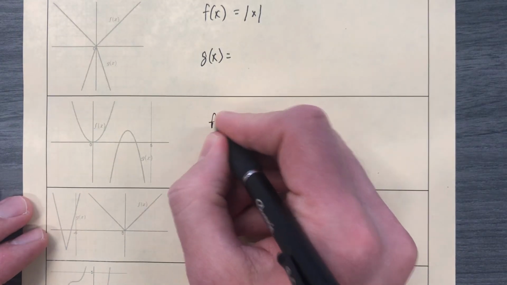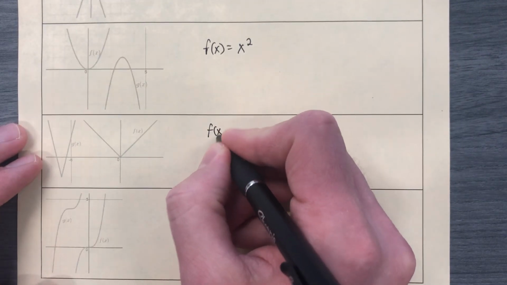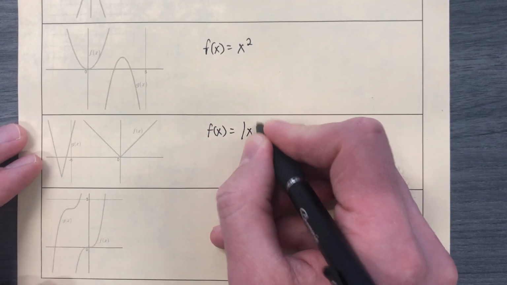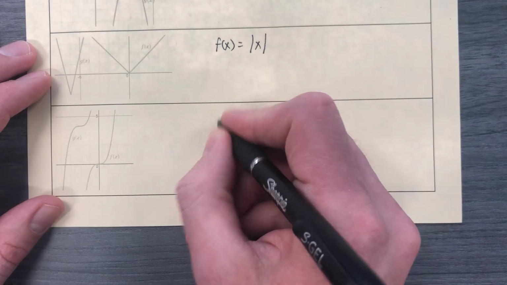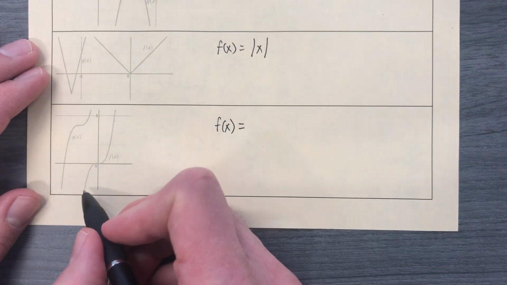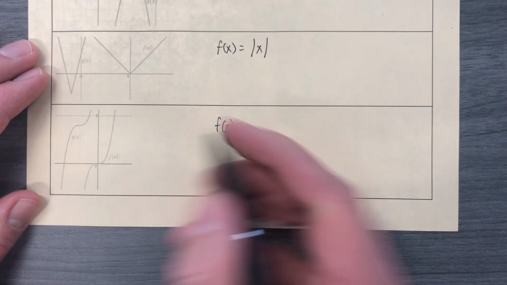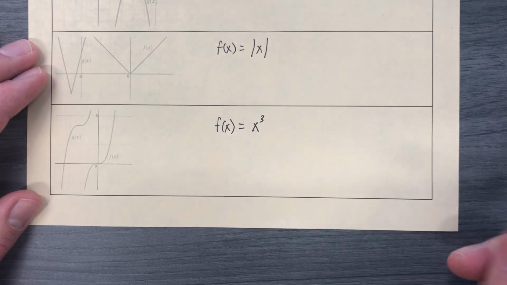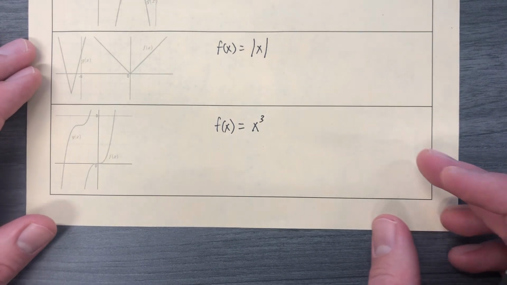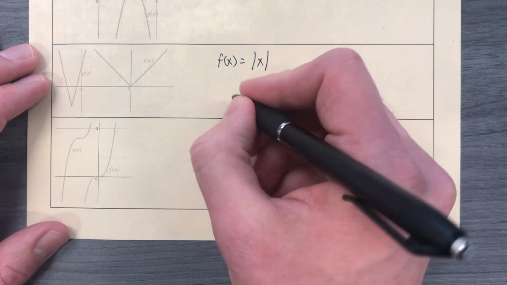All right, f of x here, same as the first problem, so x squared. F of x here, absolute value of x. And this one right here is one of the more obscure ones, but this is a cubic function, and it has that general cubic shape, and if I plugged in a 1, I would get out a 1. There we go. All right, here we go. We're going to figure out what we would do to f to get g.